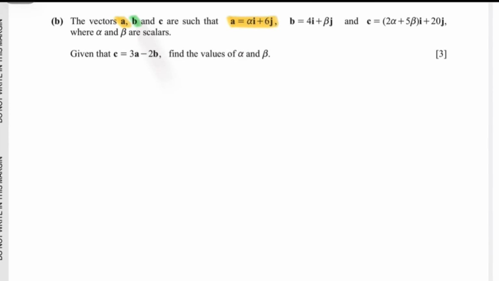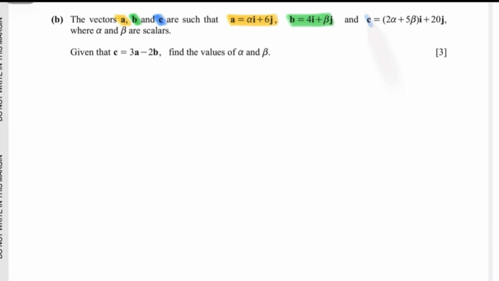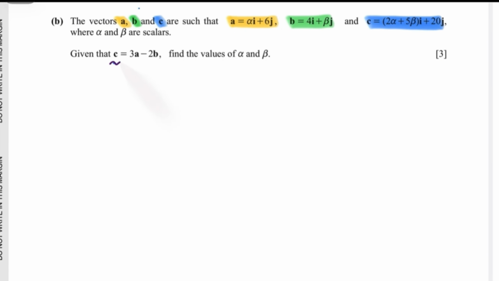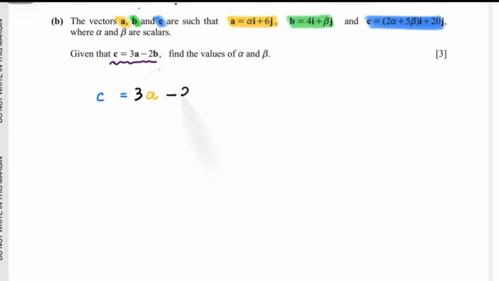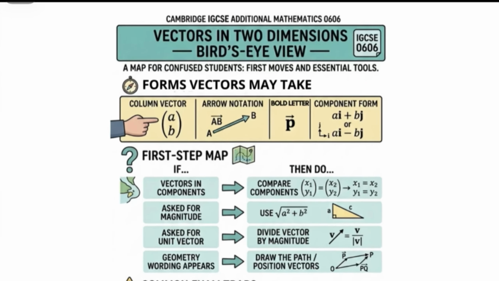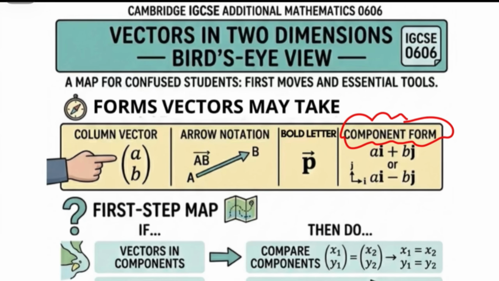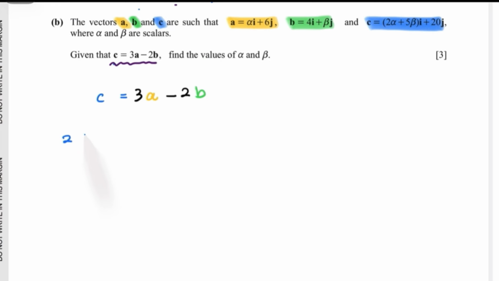Question 1b. A is given in i and j components. B and C are also given. Now we need to rewrite that in C equal to 3A minus 2B. Now let's recap. A component vector can be rewritten in a column vector, where we separate the i component and j component.